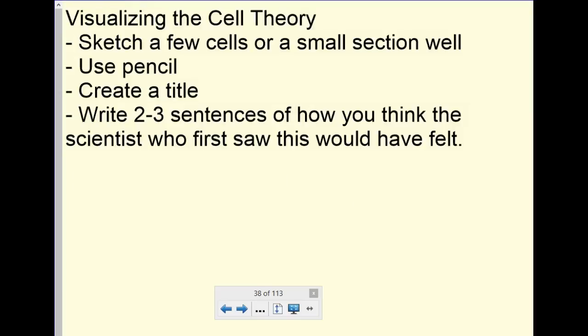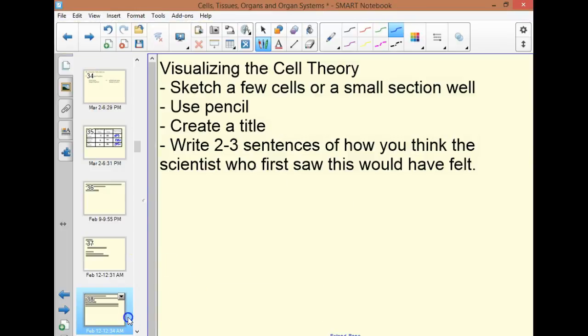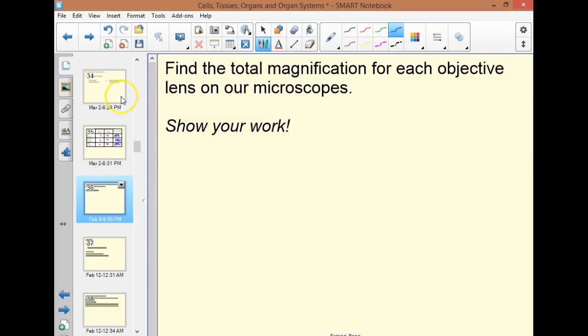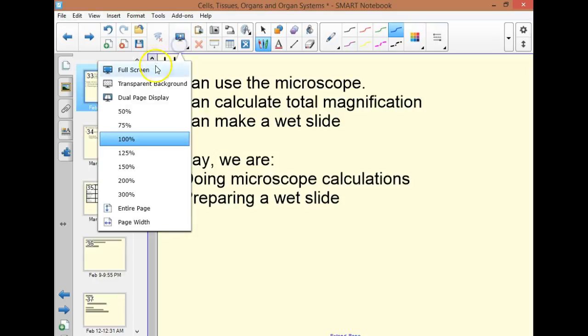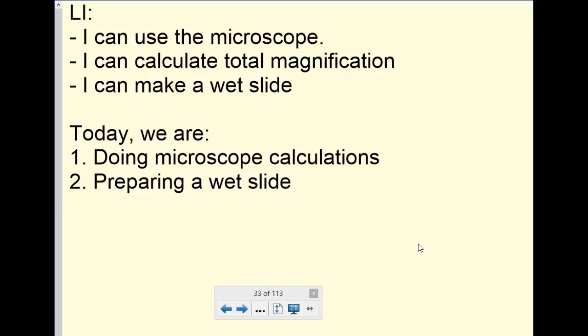So today we are going to practice calculating and sketching something underneath a microscope.